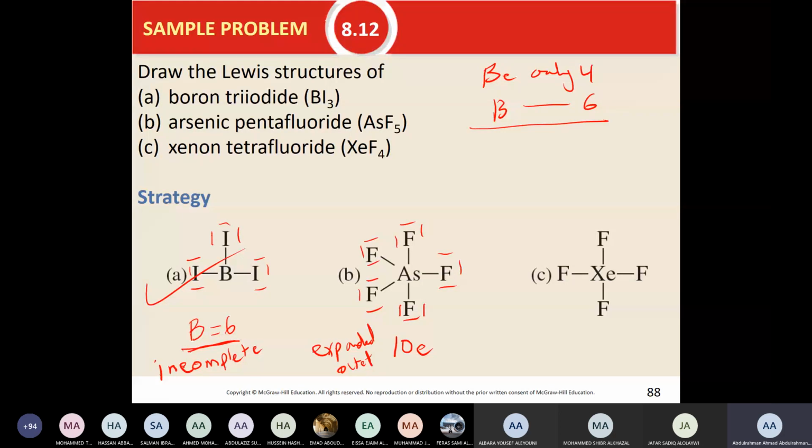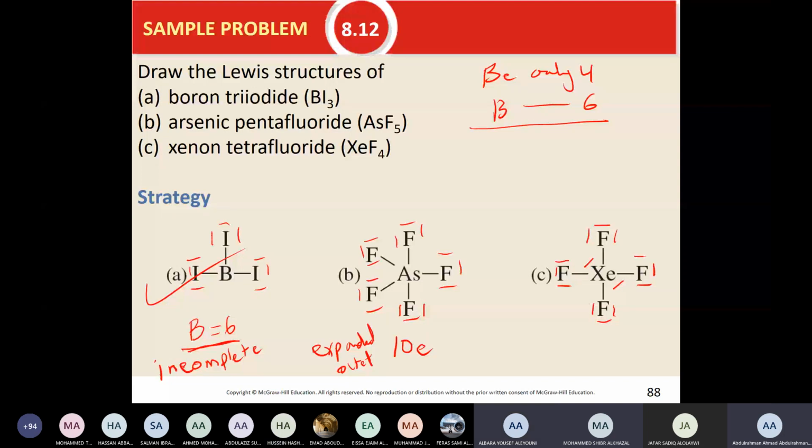Last one is this one. Actually, if you draw the full structure, it will be like this. Now, how many around each fluorine? 8. How about the xenon? How many around the xenon? 8 also. No. 10. No.